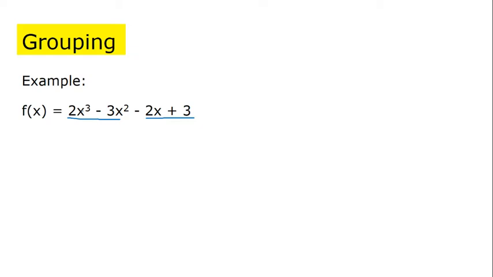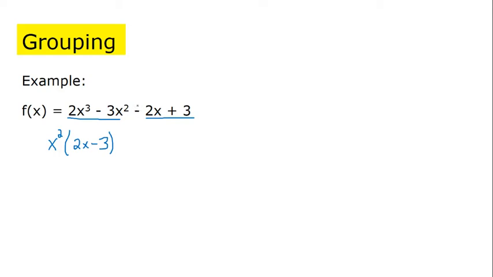So out of our first two here, 2x cubed and 3x squared, our greatest common factor is x squared. So we're going to factor out an x squared. So 2x cubed factoring out an x squared gives us a 2x, minus 3x squared factoring out an x squared gives us a 3. Now we need to figure out what our greatest common factor is between our next two. Well, there's no greatest common factor between 2 and 3, and there's only an x in our 2x.